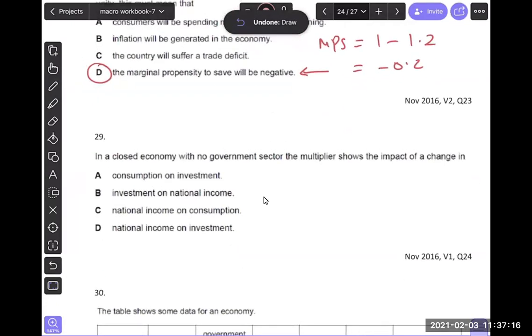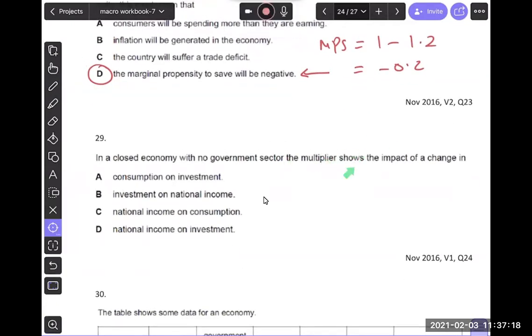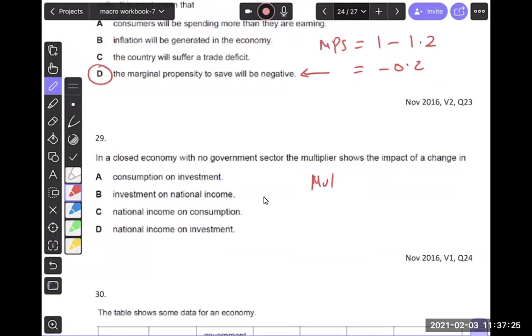In a closed economy with no government, the multiplier shows what? Basically in a two-sector model, what is the multiplier showing us? If you remember, multiplier is change in Y over change in AE. And AE could change because of investment or because of consumption.